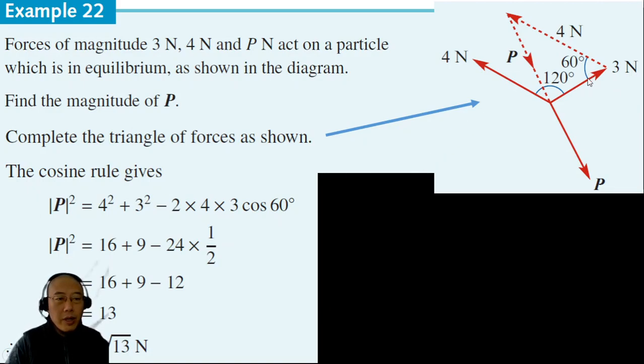Then again, we have that triangle. We can apply the cos rule because that's all unknown. Hence, we have that formula. We simplify and we get the magnitude as square root of 13 Newton.